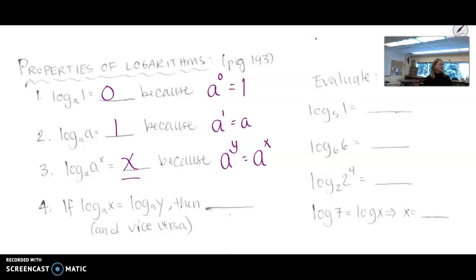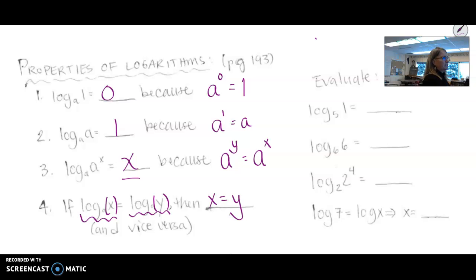The next one is if you have two logarithms with the same base, and it could be any base, but it has to be the same. If those two logarithms are equal, then we know that the arguments also have to be equal, so x is equal to y. And you can go vice versa. If x equals y, then you can take the log of both sides of any base, and it'll still remain equal. So on the right side here, evaluating some logarithms, pause the video and calculate those, and then come back and check to see if you're doing those correctly.